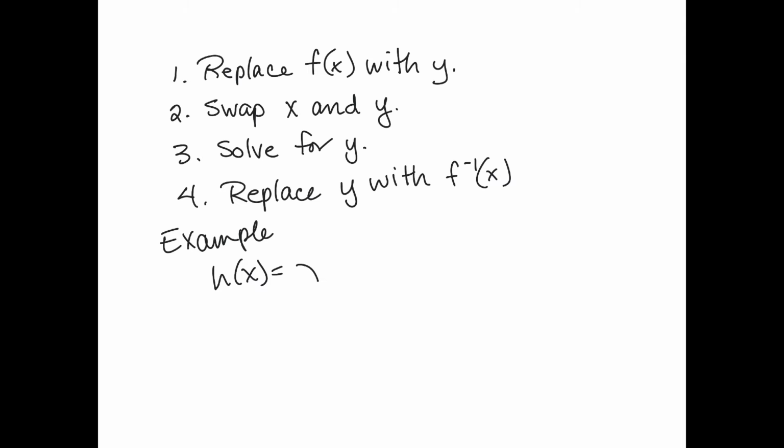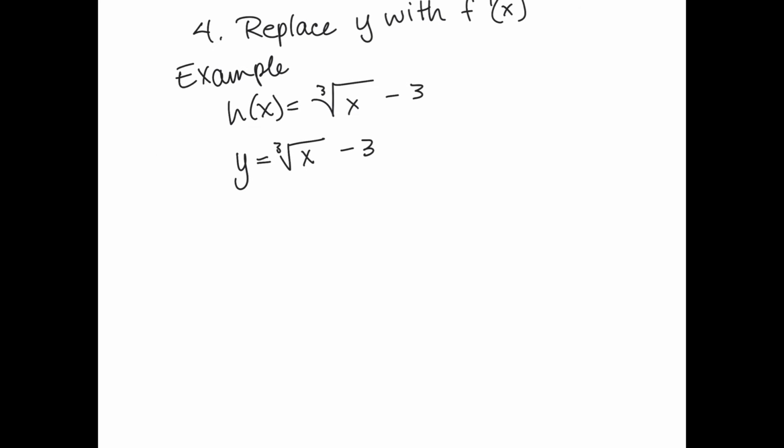So we have h of x, and it looks like it's got a cube root in it, and minus 3. So the first thing we're going to do in step 1, we're just going to change that h of x, the function notation, to a y. Then we just switch the x and y. And now solve for y.